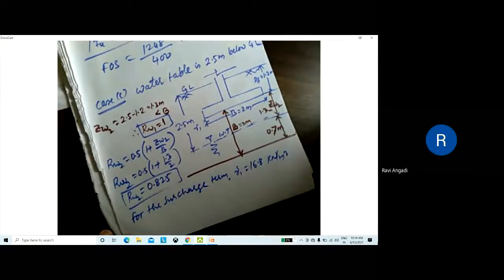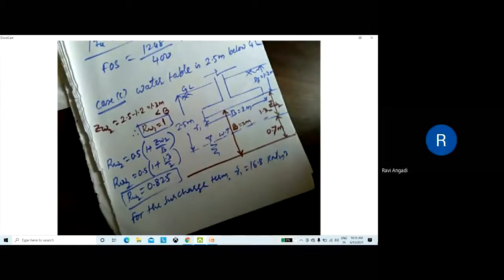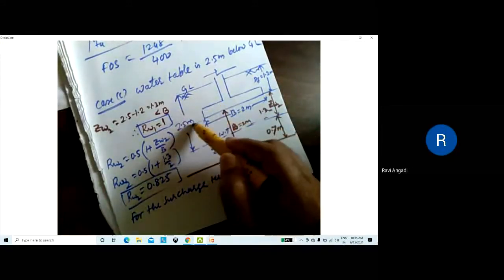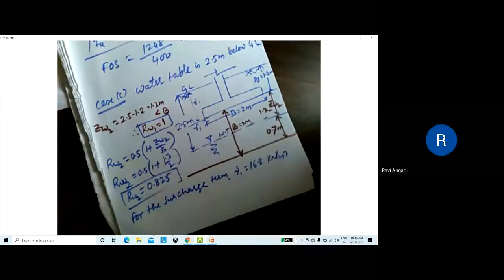And for the wedge term, above the water table we are considering. Above the water table up to how much? Tell me. Sir, one second, please tell, sir. Above the water table, whatever the soil is lying, up to the base, here it is the dry weight, gamma 1. Understood? Above the water table is dry weight. Sir, then gamma 2 is 19.5 only. Directly we cannot take 19.5 here.